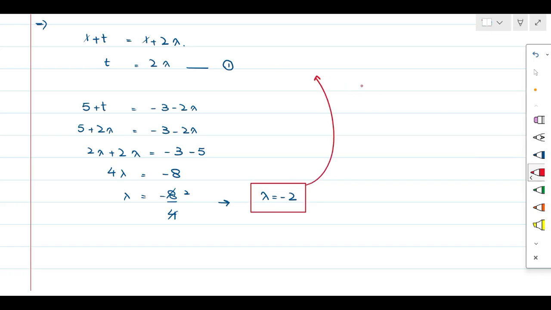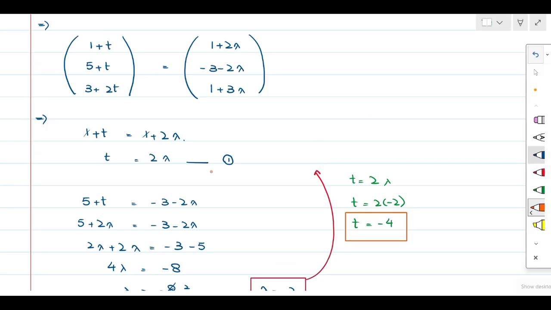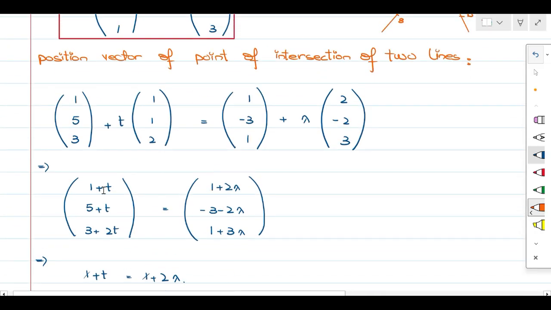So from here, what is t? t is equal to 2 times lambda. So t is equal to 2 times negative 2. So t is equal to 2 times minus 2, which is equal to negative 4. So we have t and we have lambda. All right, now we have t and lambda. Now we can easily figure out the point of intersection, the points of intersection basically.